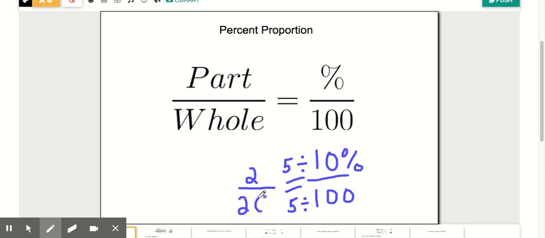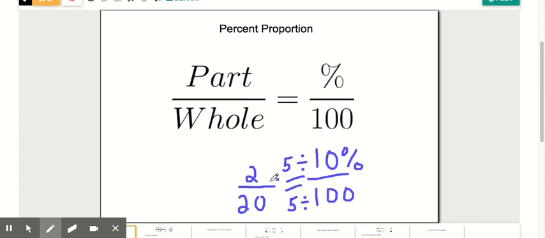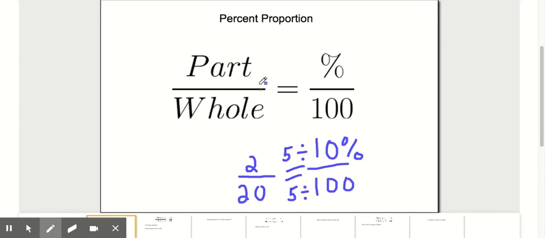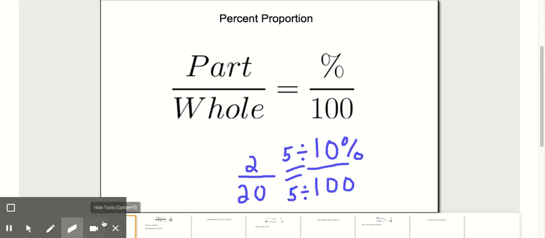Now that I have two equivalent ratios here, 10 out of 100, or 10%, is the same as 2 of 20. So 10% is 2 of 20. Try and remember that there. So that's what that represents. That's the part and whole thing that we're working with.